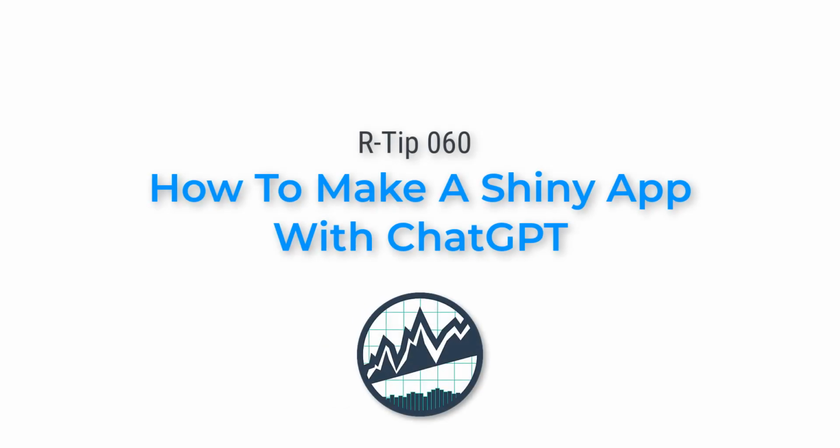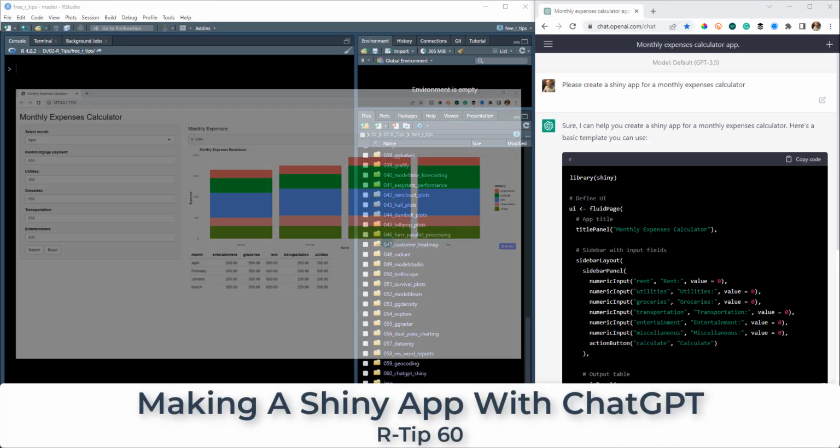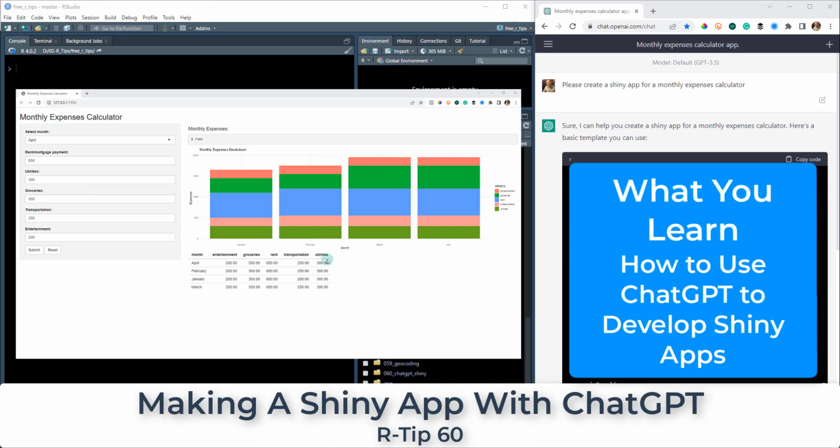Alright guys, welcome to our tip number 60, and today what we're going to be focused on is ChatGPT and how we can use this for making shiny web apps in R, using ChatGPT as a way to build these things really quickly.